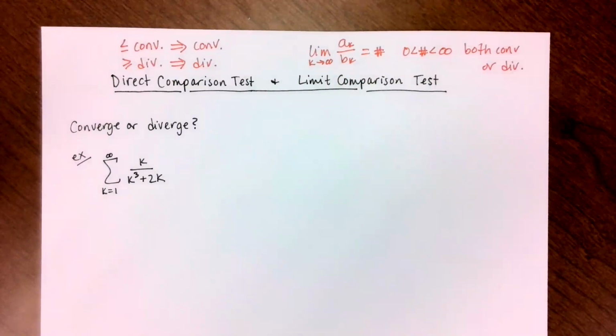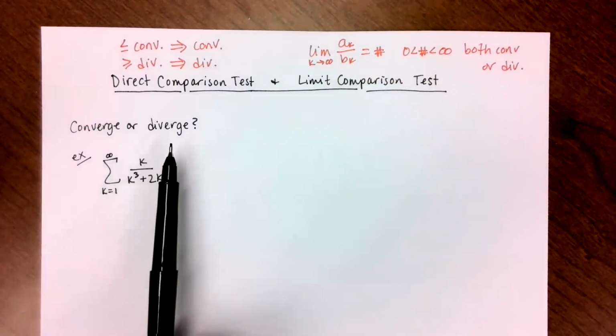Okay, so I have two examples in this video. The first one, we're going to use both tests on it that you can see on the screen here. And then we'll talk about how you know if only one of these tests is going to work. Okay, so our first example, the question is just converge or diverge, that's it.